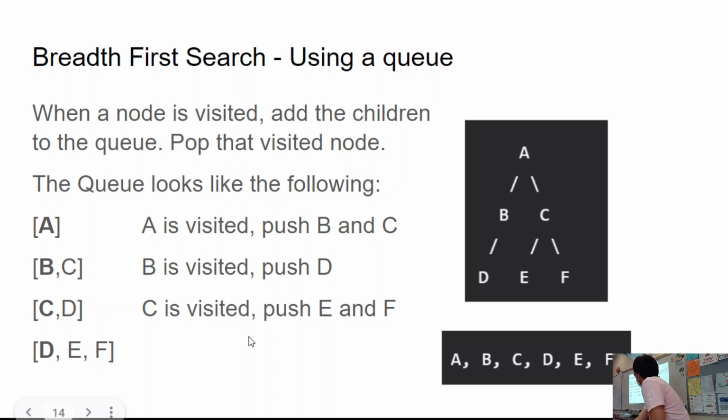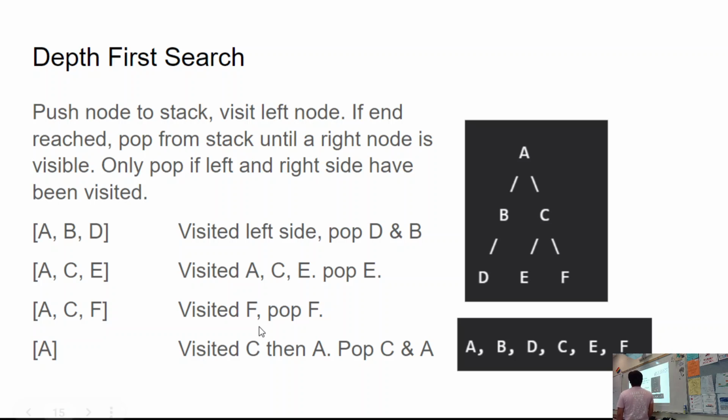So now let's look at how depth first search uses a stack. For a stack, it's the opposite, right? What is the rule? Last in, first out. So the last one in, give me the first one out. Here, we're not doing level by level. We're going to go length by length. The way this works is a little more complicated. We start with A. We say, push a node to the stack. Visit the left node. If the end is reached, pop from the stack until the right node is visible.